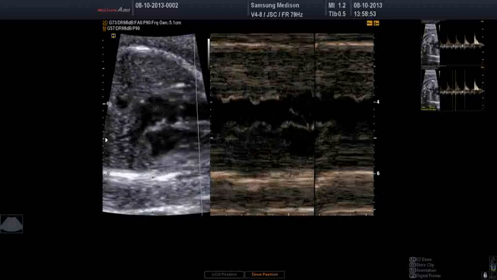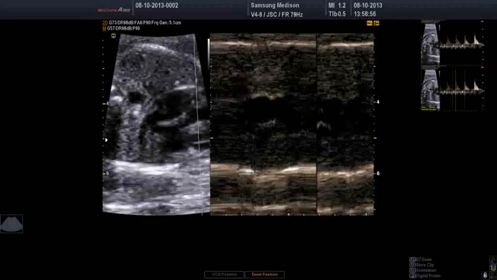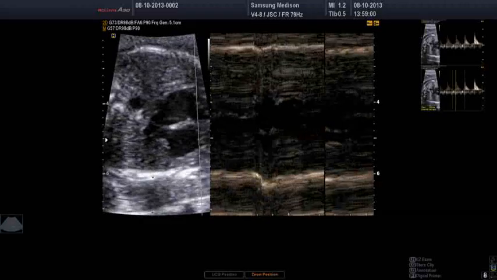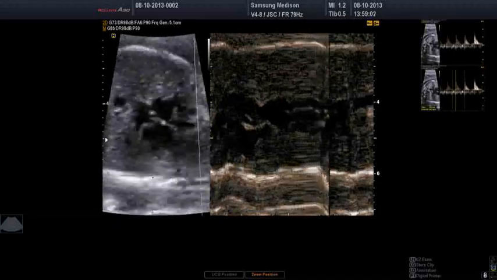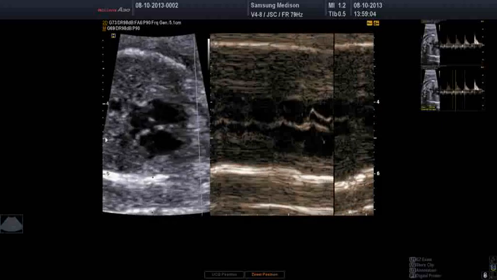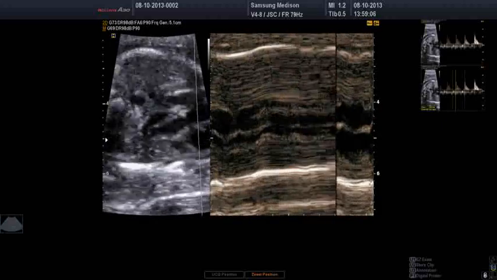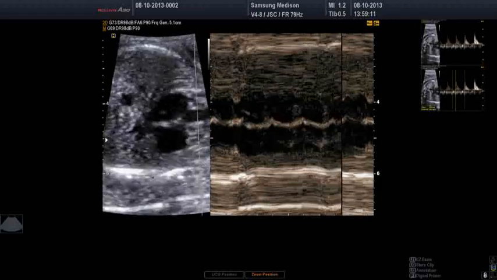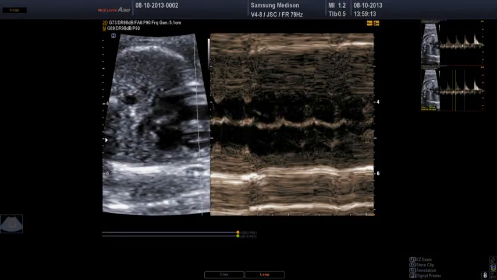So the baby's just starting to kick. A bit more gain on the M mode. It's waking up this baby. Need a few frames. That more or less would do. It's not a perfect M mode, but it will illustrate the point I'm trying to make.